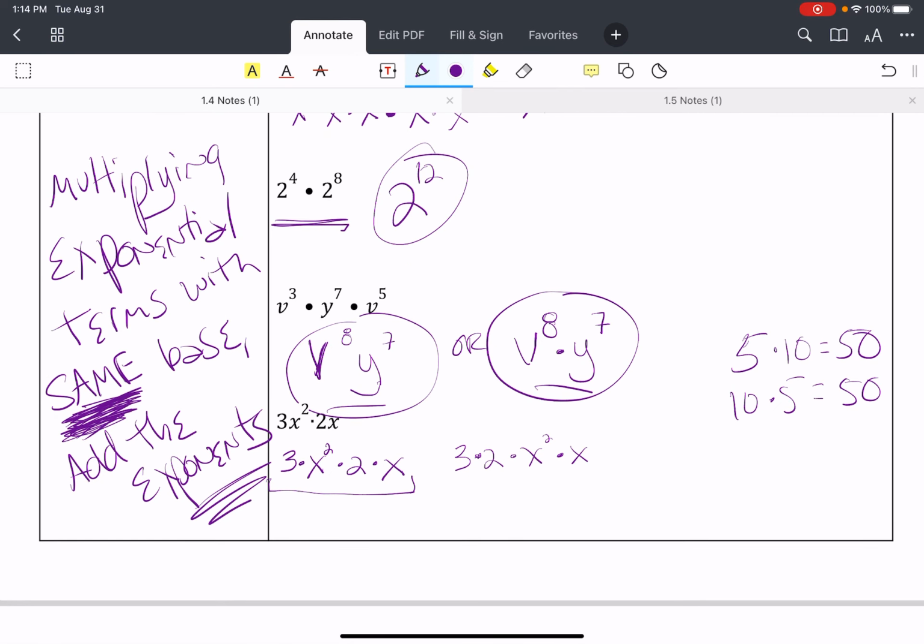These are different bases. So I can't add their exponents. That's not the rule, right? It has to be the same number. So I'm actually just going to multiply them together. 3 times 2. Okay?